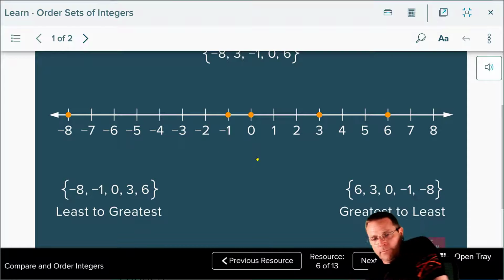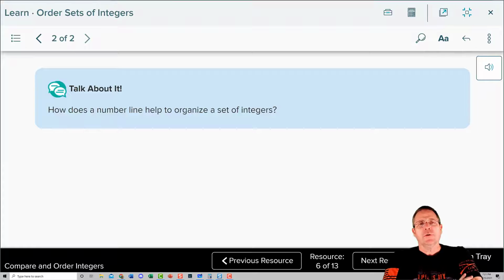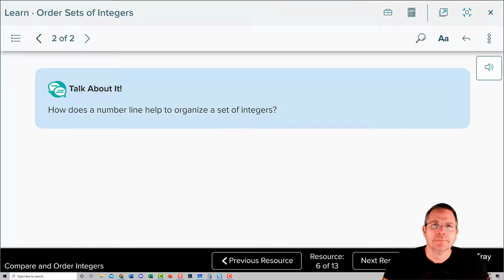All right, time to put Sharu down. That was a pretty simple video. I think y'all can handle this. So how does a number line help you to organize sets of integers? It gives you a good visual representation of how they could go from least to greatest or greatest to least. It lines everything up, makes it simple.